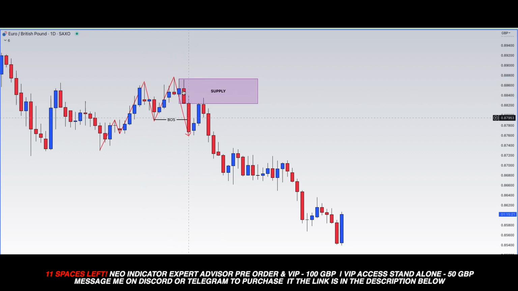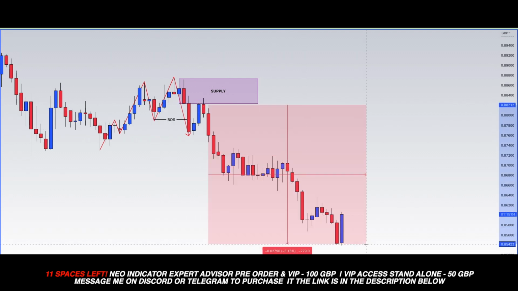So once this level had been formed and drawn out for us, we kind of see exactly what happened next. Price action brought back up towards this area here, and then we saw a rejection of this area again, now for a continuation of a sell trade, and that was around about 270 pips, guys and girls.